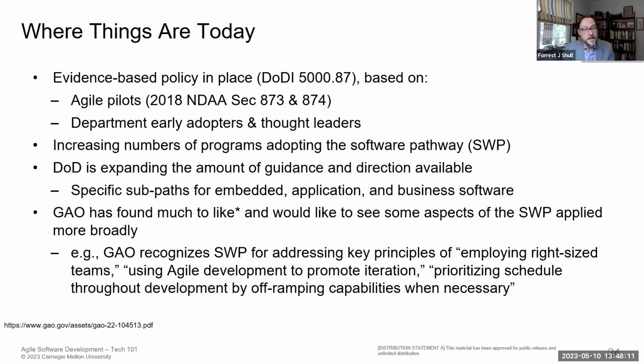So where things are today, again, one thing I'd like to harp on is that this is evidence-based policy. We've really tried this out. We've seen what the thought leaders were able to do. We've war-gamed it. We've put that in place in the 5000.87 that's out there now. There are increasing numbers of programs actually opting into the software pathway at this point. I think there's over 50 at latest count that's been publicized by the department.